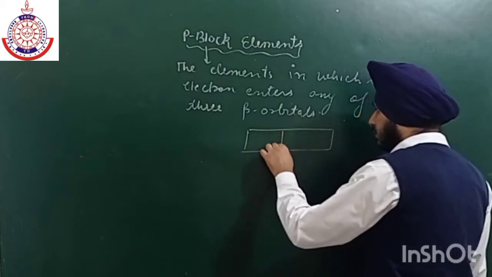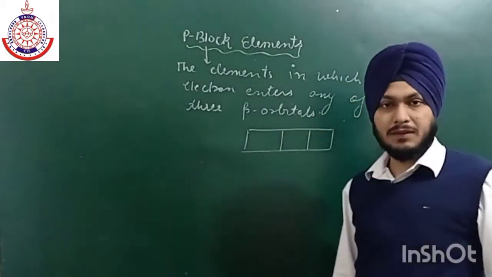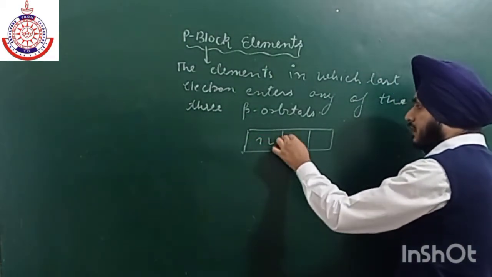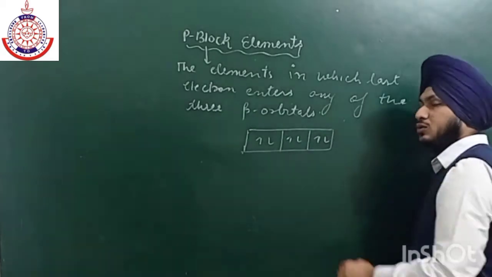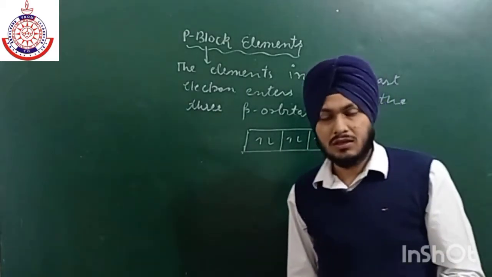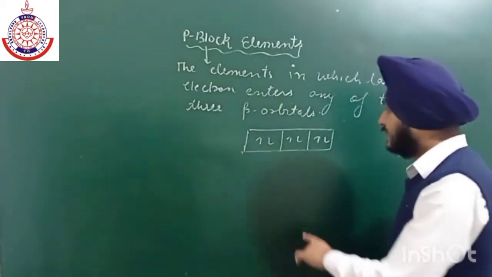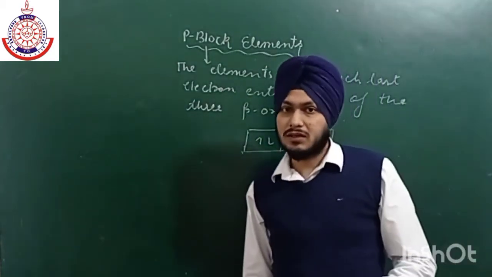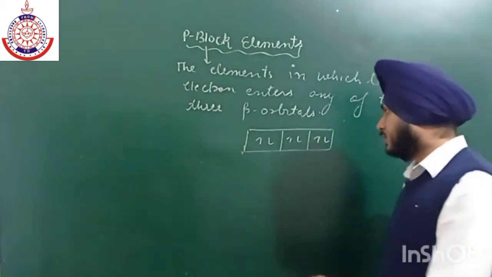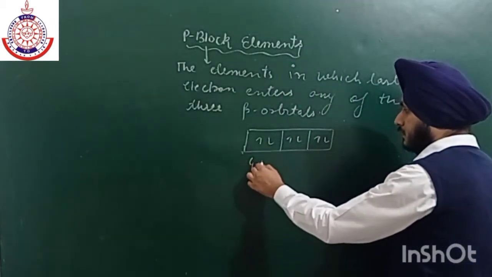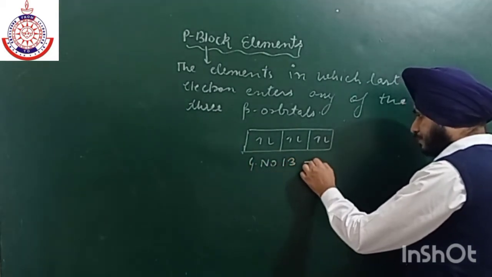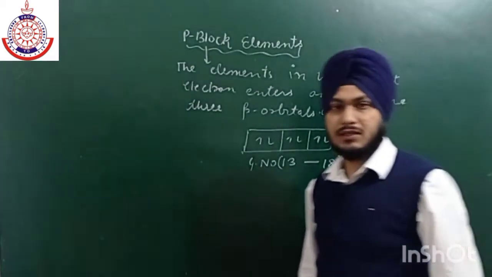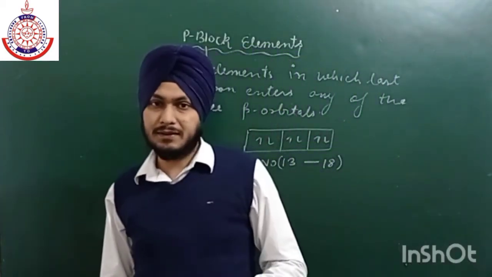As we all know, there are three p orbitals, and there are two electrons in each orbital, so 3 into 2, 6 electrons are possible. It means there are 6 groups involving the p block, and the groups are from group number 13 to group number 18, except helium.